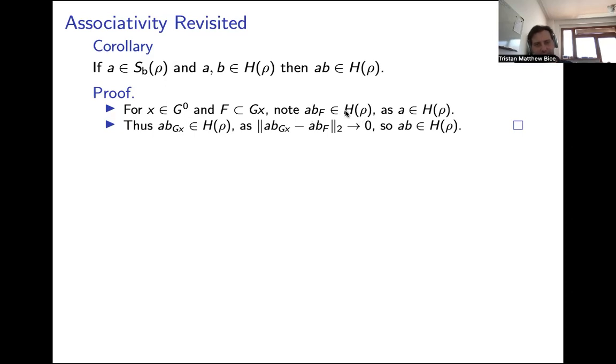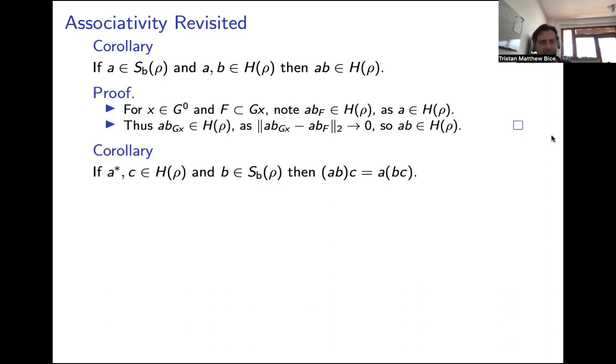So if that's true, and this is just a sum, we know that H of rho is closed under finite sums. Therefore, AB restricted to this finite subset is again going to lie within H of rho. Okay, but then you know that AB restricted to big G of X now has to in fact lie within H of rho because this approaches this, right? And if this approaches this in the 2 norm, and we know that H of rho itself is complete, we just proved that, therefore this also has to lie within the completion, which is itself, right? Okay, so that's just the quick corollary.